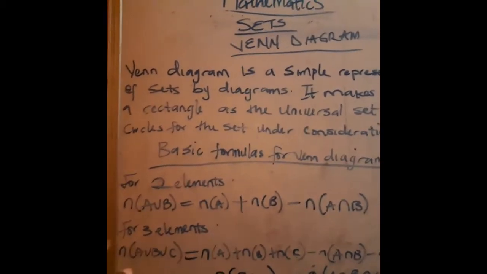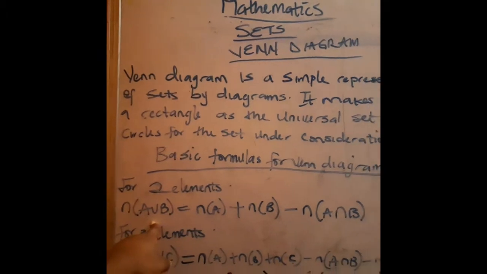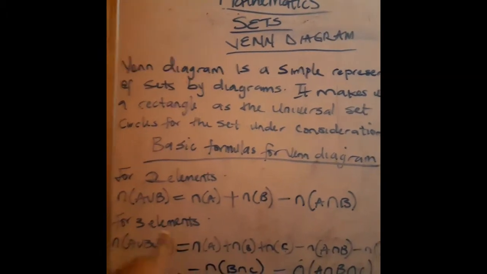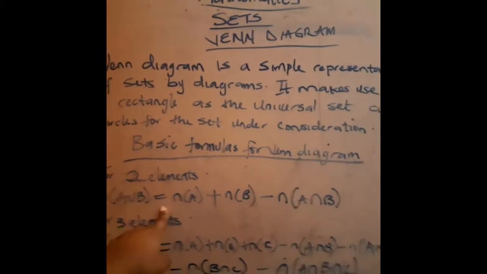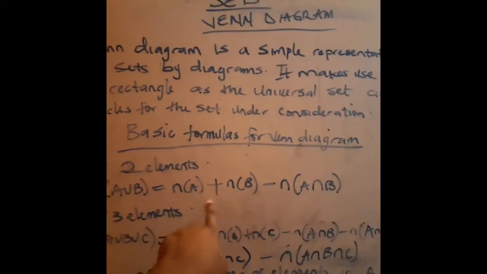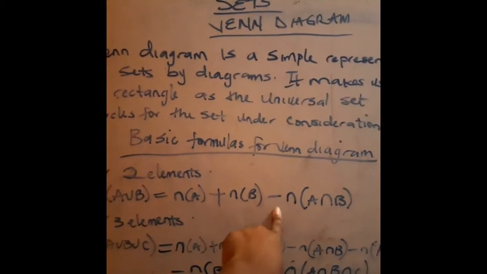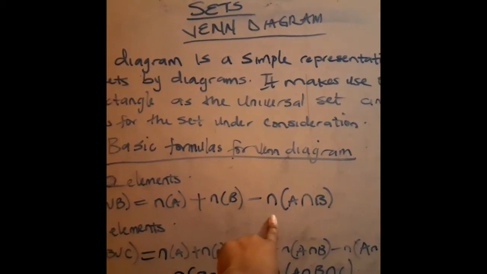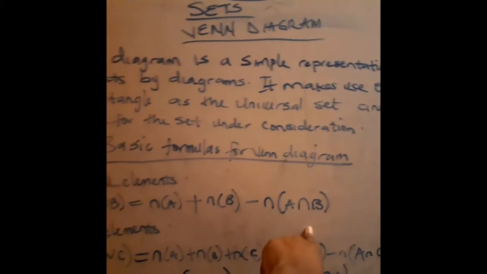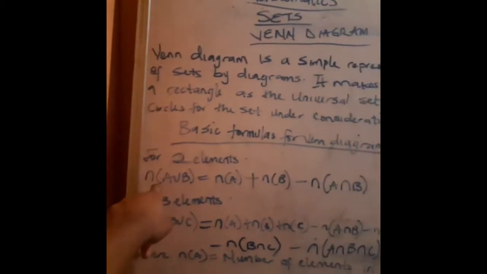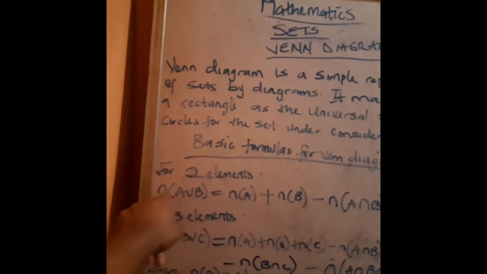We have the number of A union B, and we already told you what A union B is in our last class. n(A union B) equals n(A) plus n(B) minus n(A intersection B). That is the formula for the number of A union B.